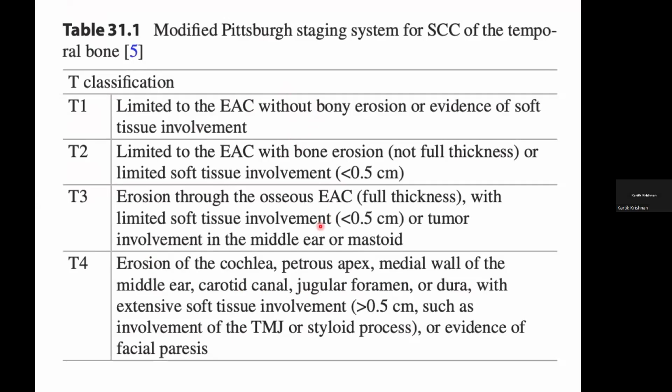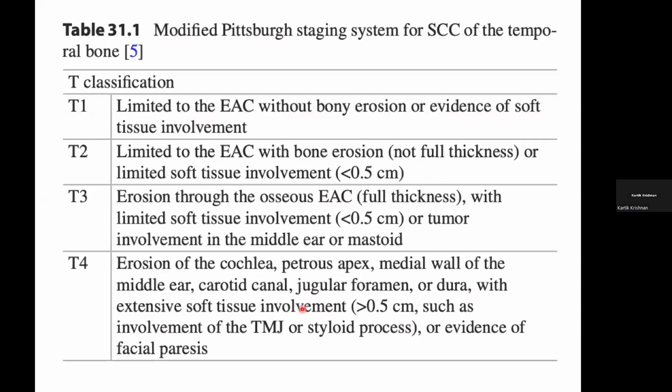T3 is erosion of the complete EAC bone, or very limited soft tissue involvement, or tumor going into your middle ear or mastoid. So this is your T3. And then extension further into the local surrounding structures, that is the inner ear, the petrous apex, the medial wall of the middle ear, carotid, jugular foramen, dura, and facial nerve paresis, all of this comes into T4.